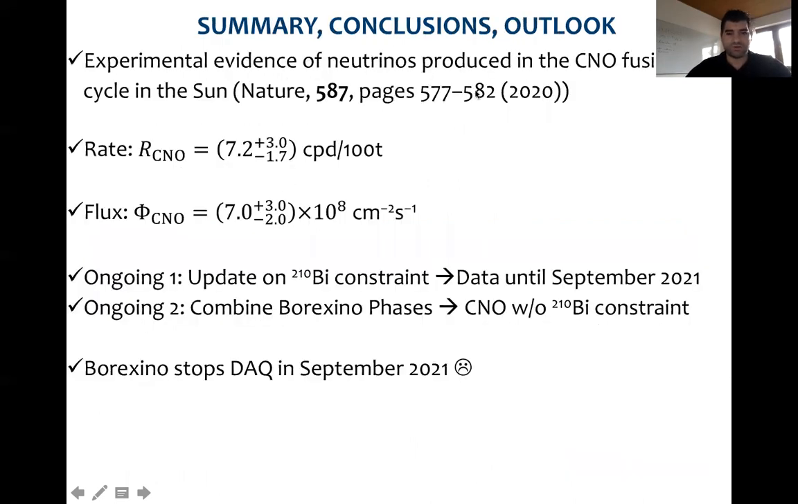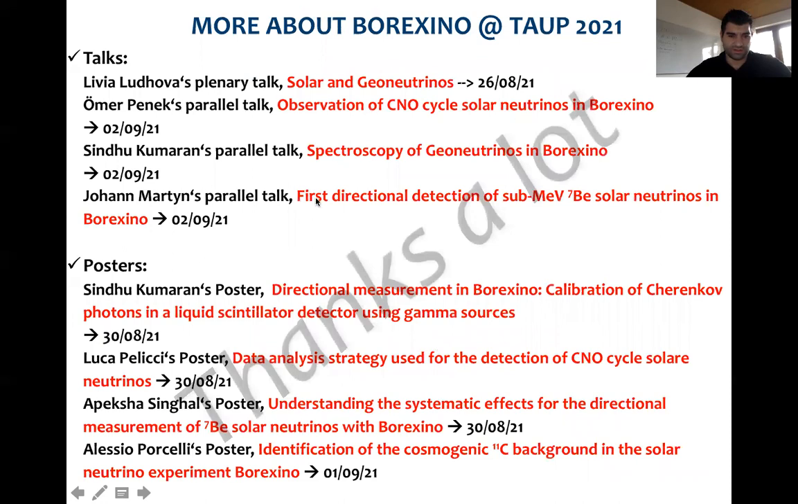So this brings me to the conclusion. Ongoing currently is that we want to update the bismuth constraints by taking the data until September 2021. We want to combine Borexino phases, doing a CNO analysis without bismuth constraint. And Borexino unfortunately stops data taking in September this year. And there are a lot of other contributions at TAUP.